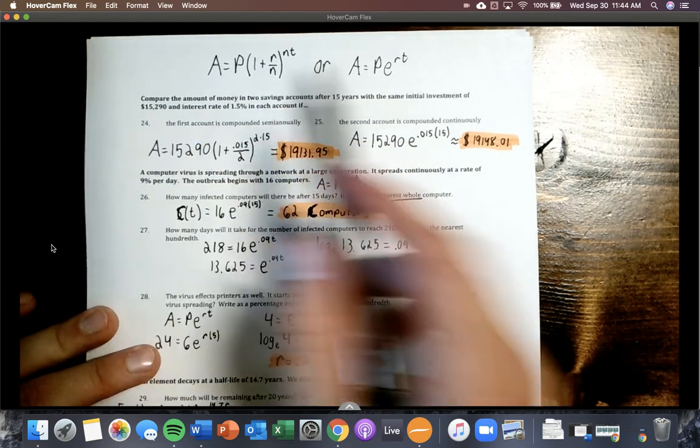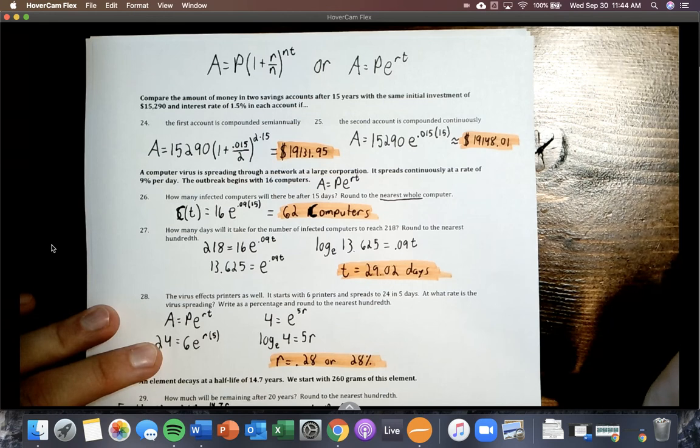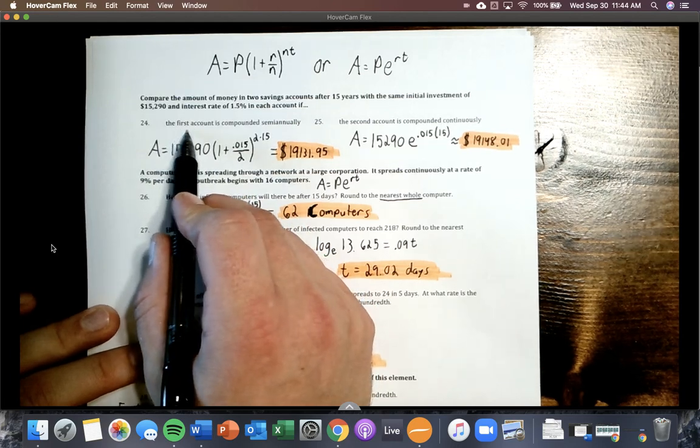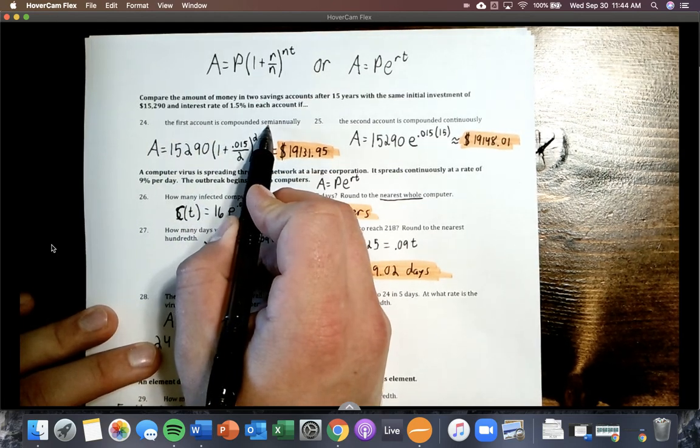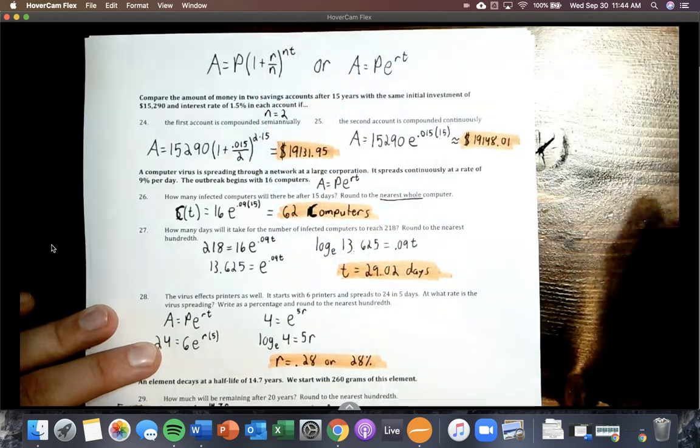Here it says compare the amount of money in two savings accounts after 15 years with the same initial investment of $15,290 and an interest rate of 1.5% in each account, if it's compounded semi-annually. And semi-annually just means that n is going to be equal to 2.